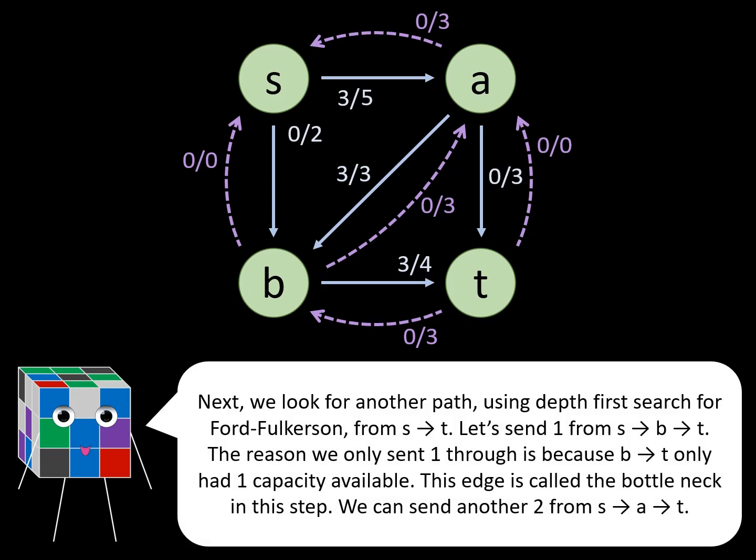Next, we look for another path using depth first search for Ford-Fulkerson from S to T. Let's send 1 from S to B to T. The only reason we only sent 1 through is because B to T only had 1 capacity available. This edge is called the bottleneck in this step. We can send another 2 from S to A to T.